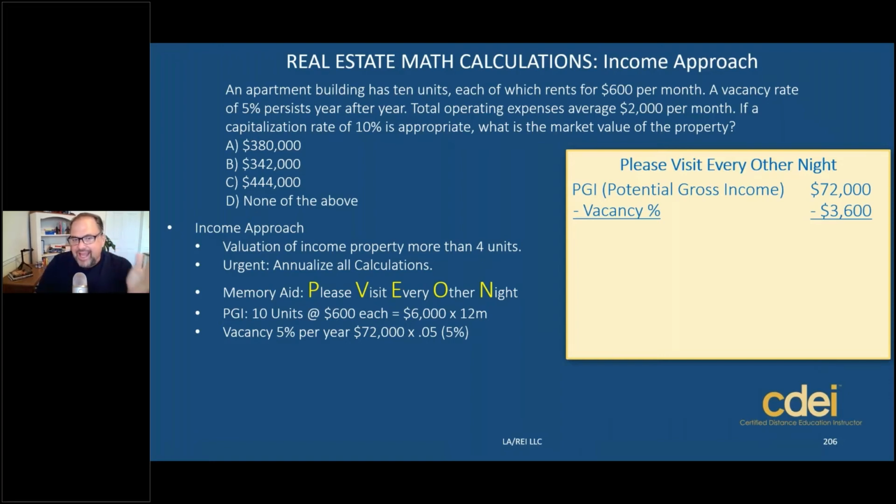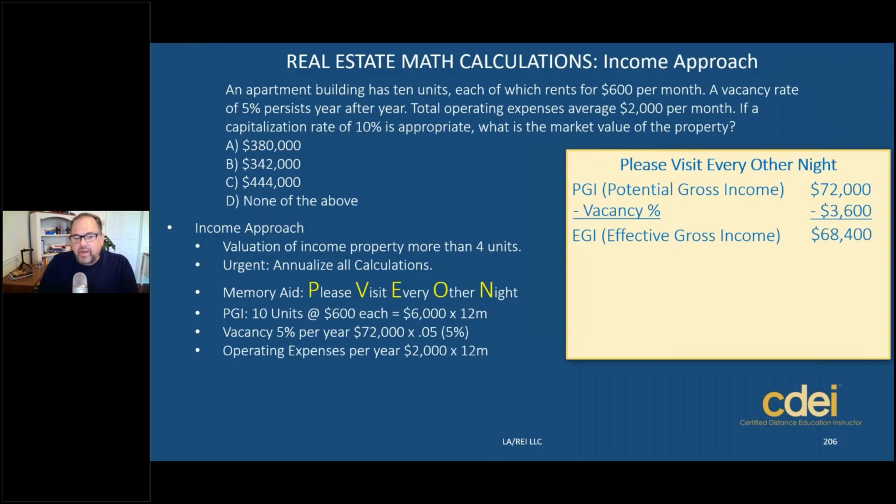Now, the E in Every stands for effective gross income. All I'm doing is subtracting what I potentially can make minus what vacancies I have, and I get 68,400. That's my effective gross income. So I'm up to "Please visit every." Potential gross income minus vacancy gives me effective gross income. Now, what's next? "Other night" are my last two words.